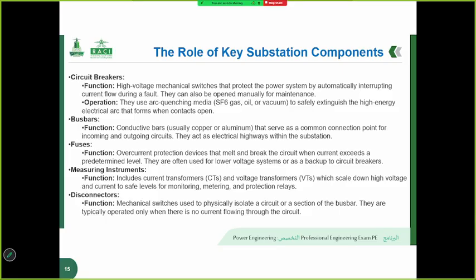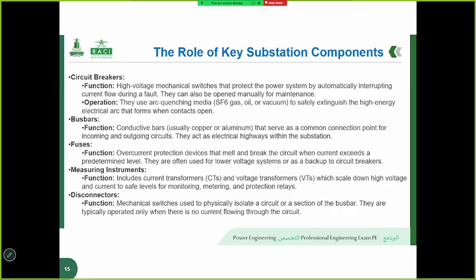So these instruments provide crucial data for system operators, allowing them to monitor the health of the grid, detect anomalies, and trigger protective actions when necessary. Without CTs and VTs, it would be impossible to safely measure or control high voltage power systems.